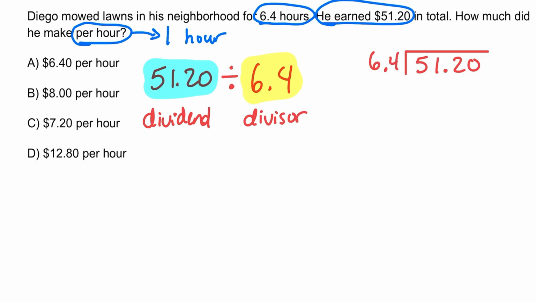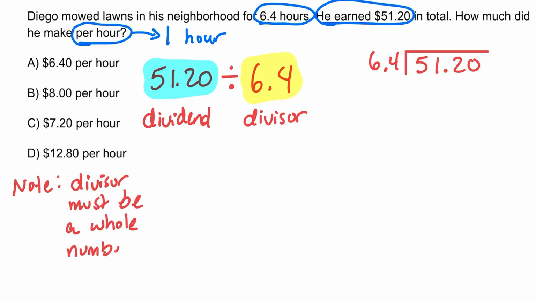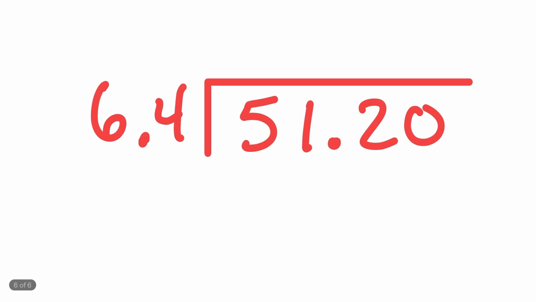Here's the issue with this division question. The issue is we can't divide by a divisor unless it's a whole number. So this has to become whole. I also want to write that note down here. So note, divisor must be a whole number. Now, to make this a whole number, we're going to have to take this decimal point here and move it over 1 time to the right.